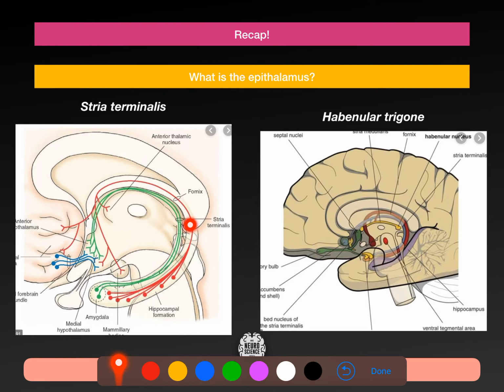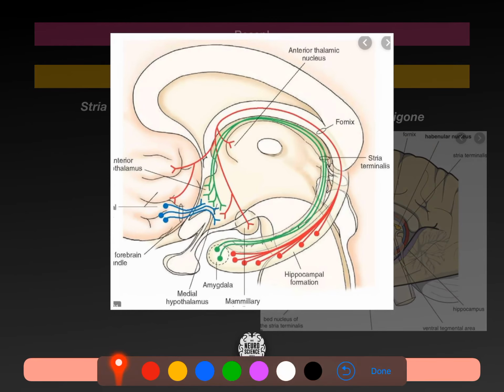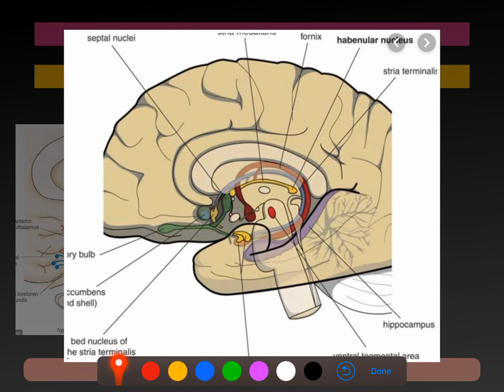fornix and the fimbria are doing the same thing for the hippocampus. So you could crudely think of this stria terminalis as a similar functional thing. And the hypothalamus, of course, is going to be acting out all of the autonomic functions related to the hippocampal and amygdala's processing. So that's our stria terminalis. And here's another view where you can see a few of those structures. In particular, the habenular nucleus, and there'll be habenular commissures connecting the pineal gland there.